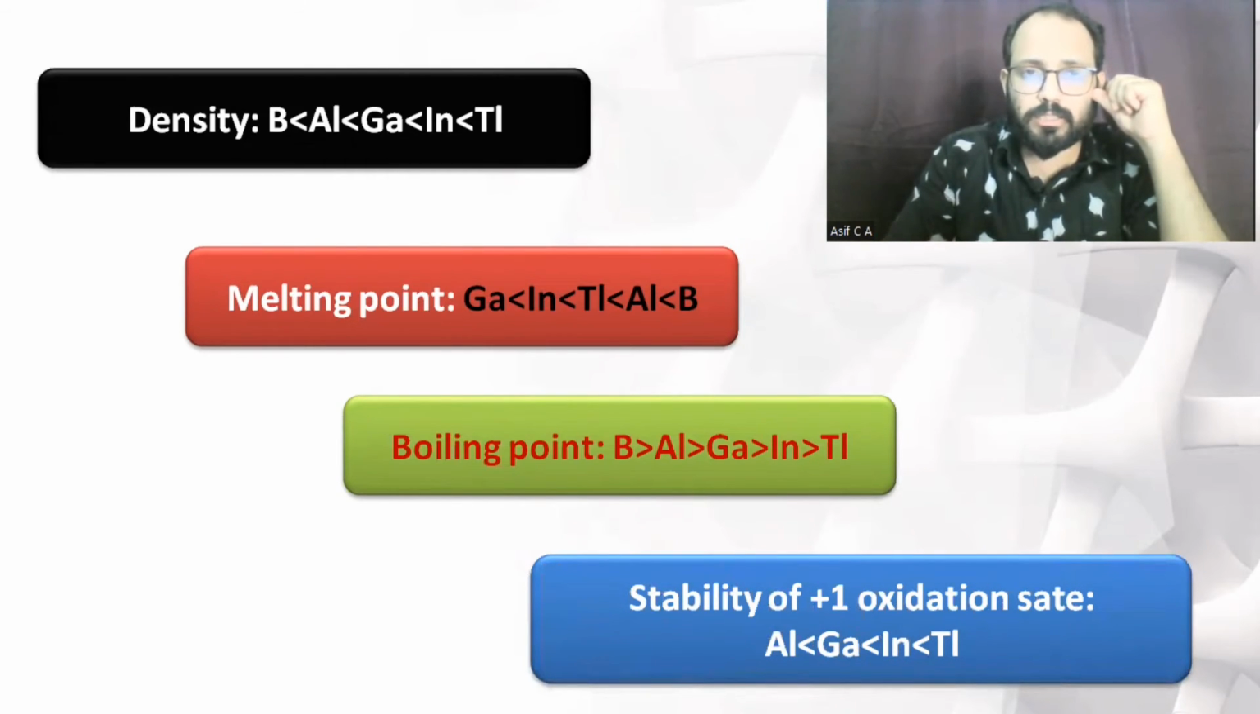Stability of +1 oxidation state, it increases down the group. So aluminium, gallium, indium, thallium will show +1 behavior maximum. Thallium will be more stable in +1 oxidation state.